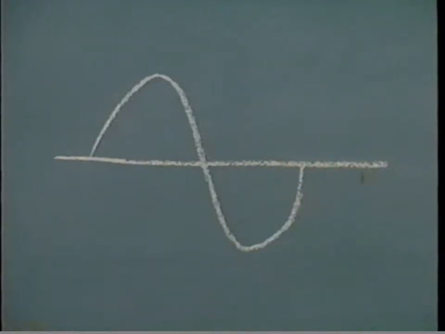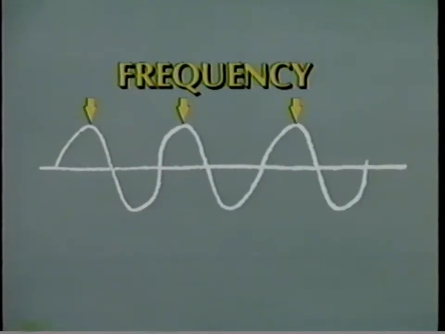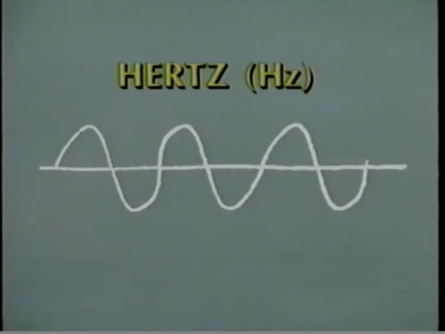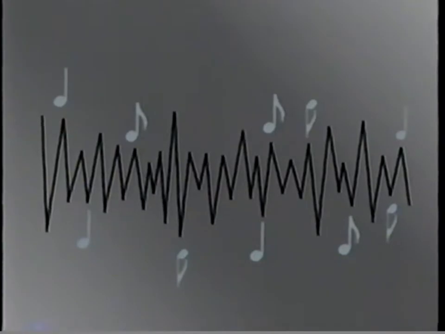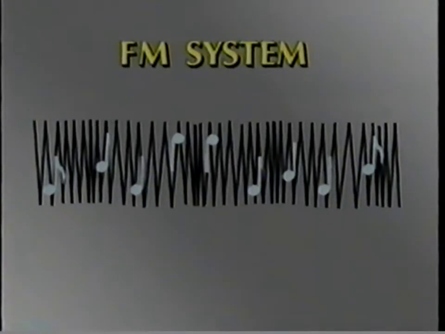A radio wave's frequency is equal to the number of waves or cycles passing a point in 1 second, and its unit of measurement is called the hertz. The height of the radio waveform is called its amplitude. In an amplitude-modulated, or AM system, the sound is broadcast on the edge or peaks and valleys of the radio wave. In a frequency-modulated, or FM system, the sound is broadcast inside the FM radio wave.